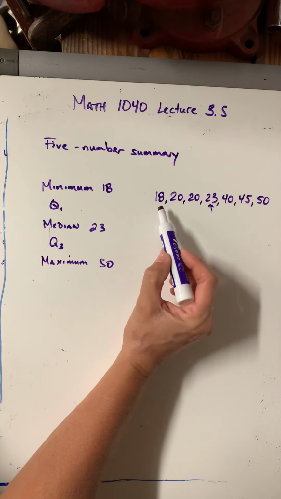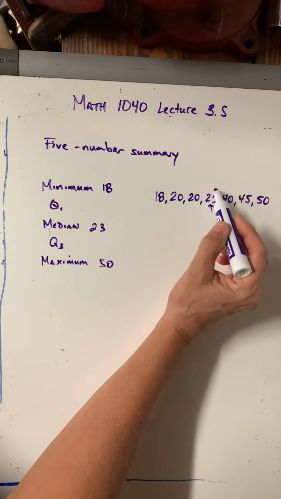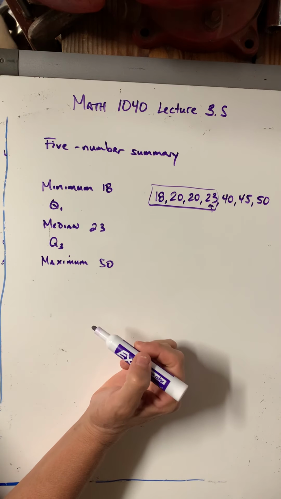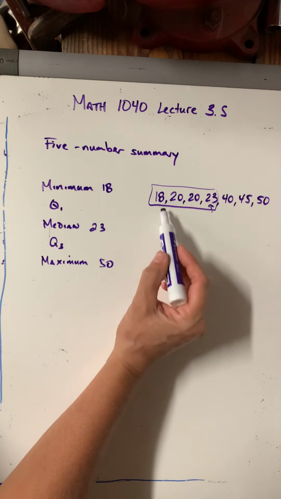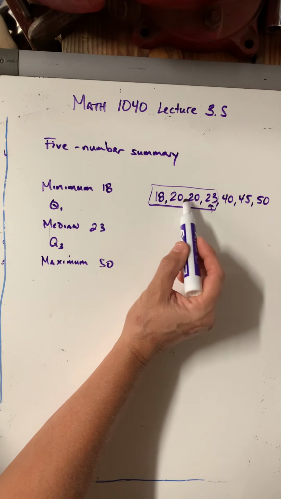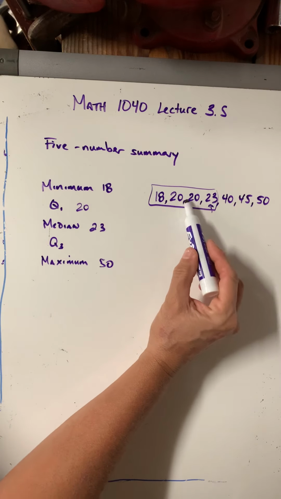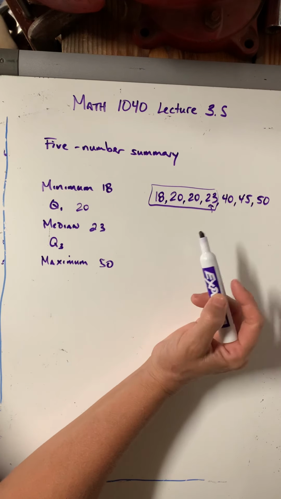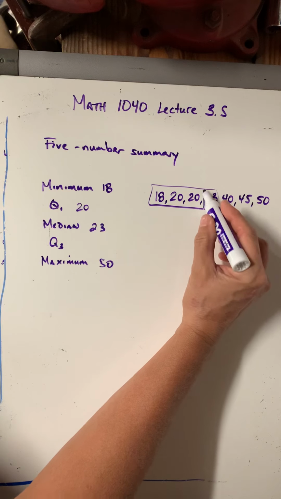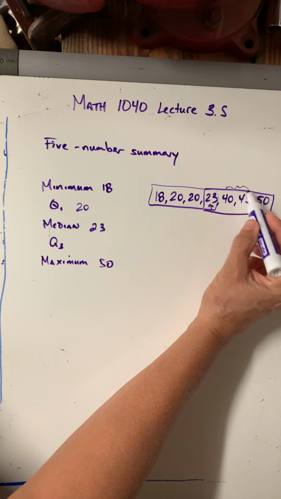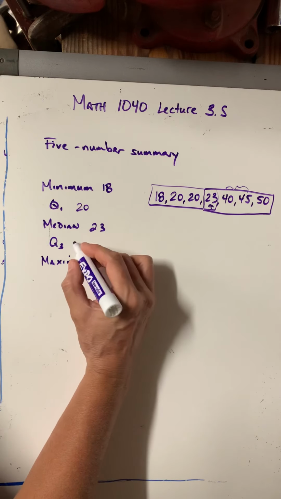And the Q1 is nothing more than the middle number for the lower half there. So it would be between 20 and 20, which is just 20. So it's like finding the median of just this lower half. And then the Q3 would be this, right? So it'd be the average between 40 and 45, so 42.5.